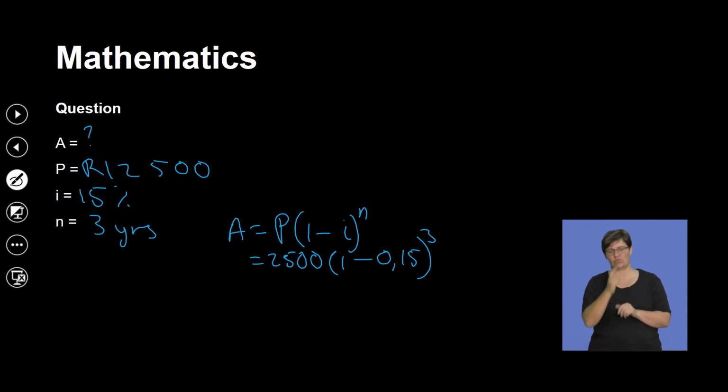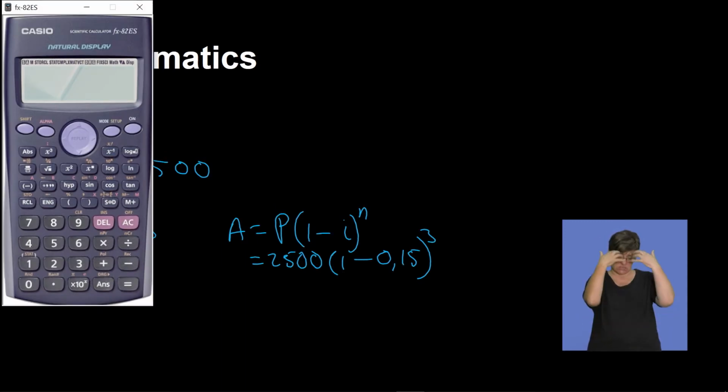Then, guys, you really do not need to try and crack your brain here. You have a calculator for a reason. So you just go to your calculator, substitute everything as is, 1 minus 0.15 to the exponent of 3. And you find what the answer is.